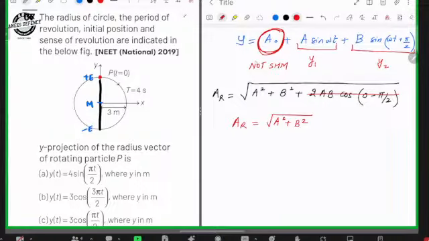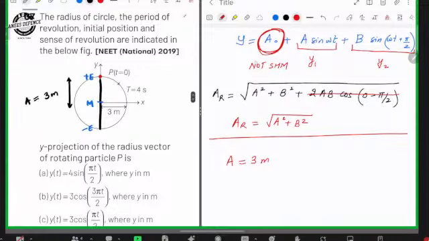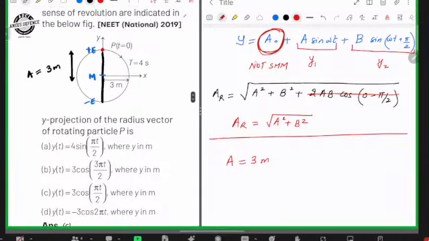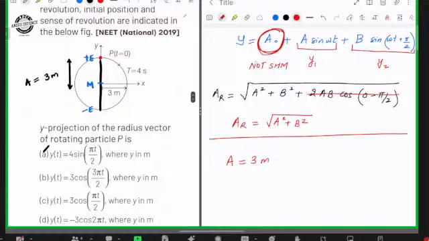Can you see the amplitude of SHM? Here the amplitude of SHM is equal to 3 meter. Why? Because amplitude is nothing but the radius of the circle. What is amplitude? Amplitude is the distance between mean and extreme position, and it is given as 3 meter. That's why we will take amplitude as 3 meter. So which option gives you amplitude equal to 3 meter? This will be eliminated because amplitude must be 3 meter.